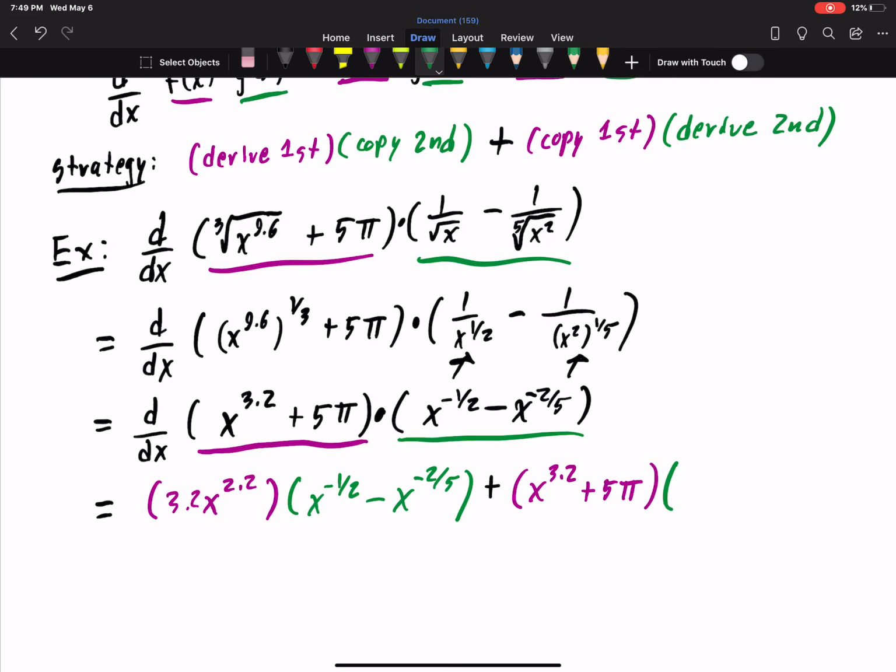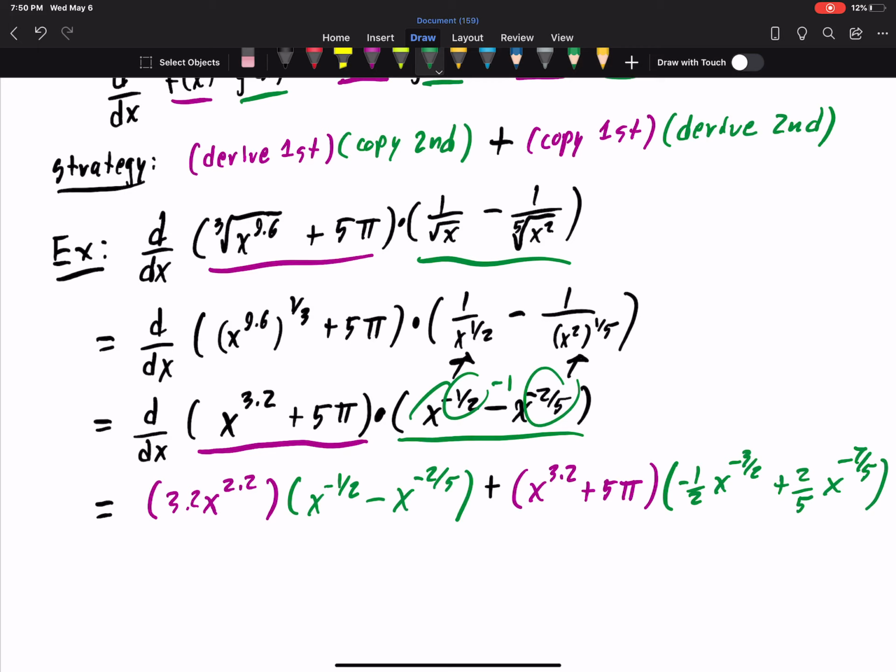So we bring this negative exponent down in front. So you get minus 1/2 x to the minus 3/2, because you subtract 1 from the exponent. Do the same thing with this guy as well. So when you bring that minus 2/5 down in front with that negative sign, the negative and the negative cancel each other. So you have plus 2/5 x to the minus 7/5, because you're subtracting 5/5.